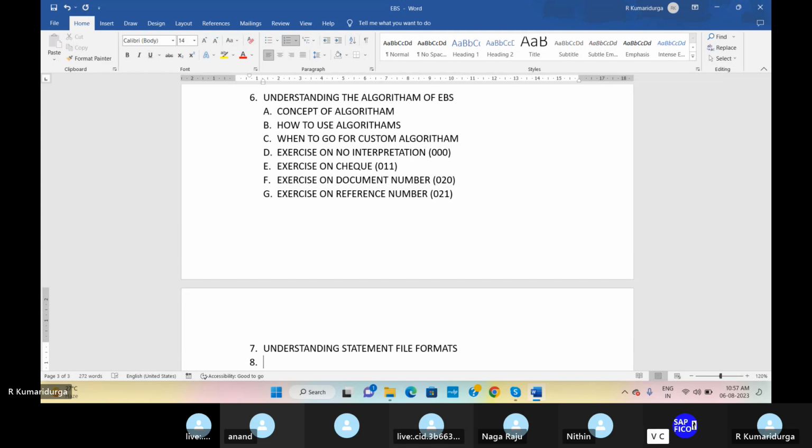Okay, good. So what are the main file formats that we have? Can you just write down, ma'am? No, under this understanding of the statement file process, no need to have 8 point. Just put A.